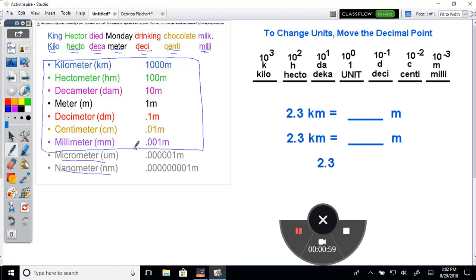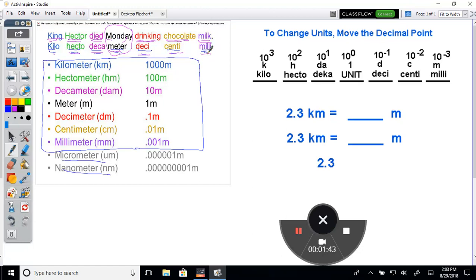A good way to remember this is with a mnemonic device. King Henry died, and usually Monday is just unexpectedly. So I usually put Monday for meter, and you can use whatever word you want right here for whatever unit you're working with. Okay? So in this case, we're using meters, so Monday. Drinking chocolate milk. Well, what does that correspond to? King, kilo. Henry, hecto. Died, deca. Monday, meters. Drinking, deci. Chocolate, centi. Milk, milli.